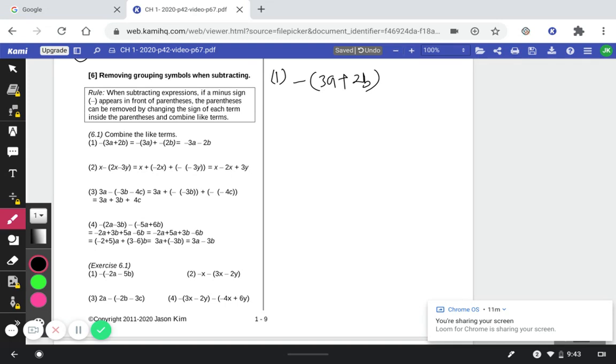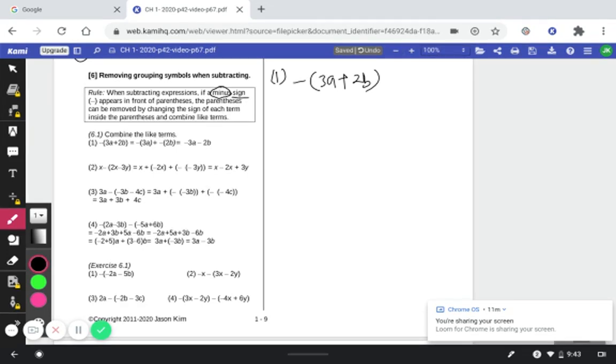So whenever you have minus in front of, actually not minus, negative. Okay, so actually this is wrong. I shouldn't say the minus sign. There's no minus sign, it's a negative sign. Okay, I have to correct that.